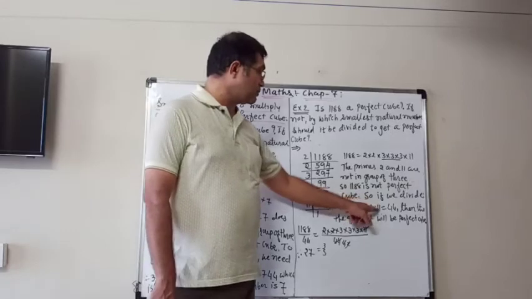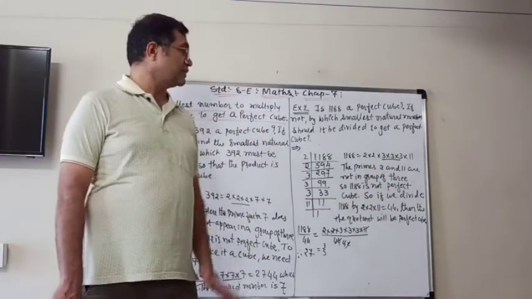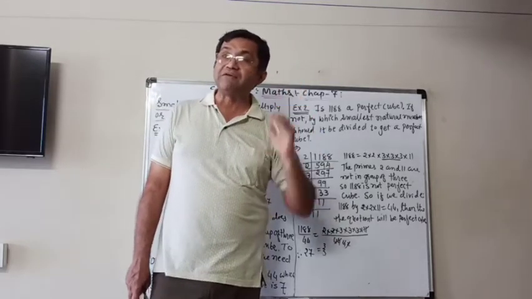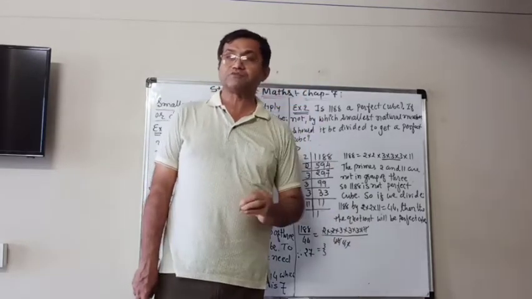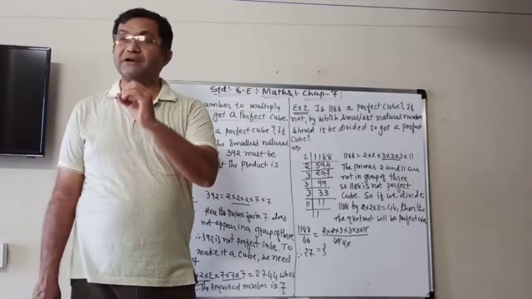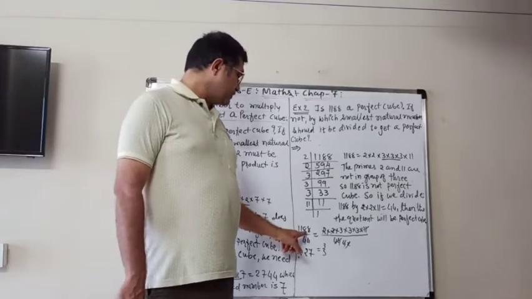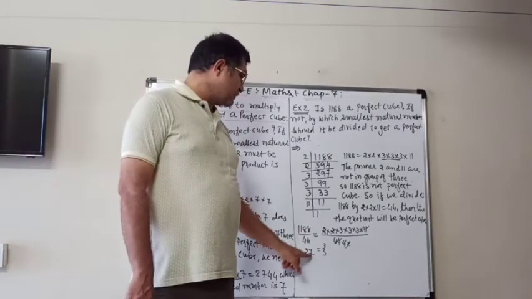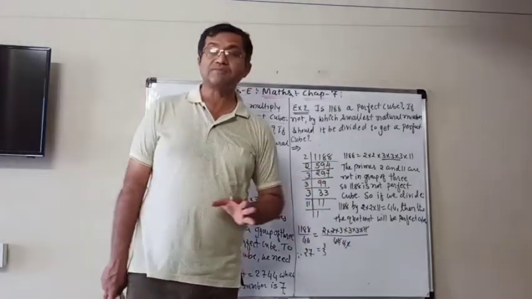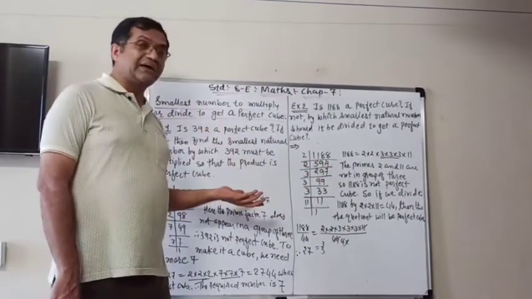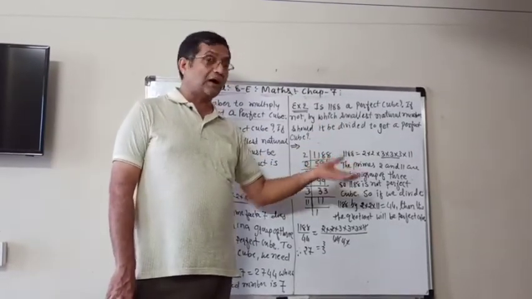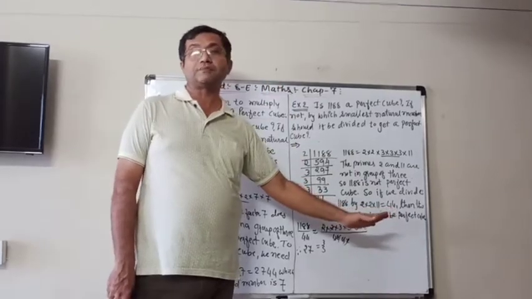So 2 multiplied by 2 multiplied by 11 is 44. It means that 1188 must be divided by 44 so that the quotient will be a perfect cube. So here, 1188 divided by 44, we get 27, which is 3 cubed. So by this method, by either multiplying or dividing with the smallest natural number, we can get a perfect cube number.